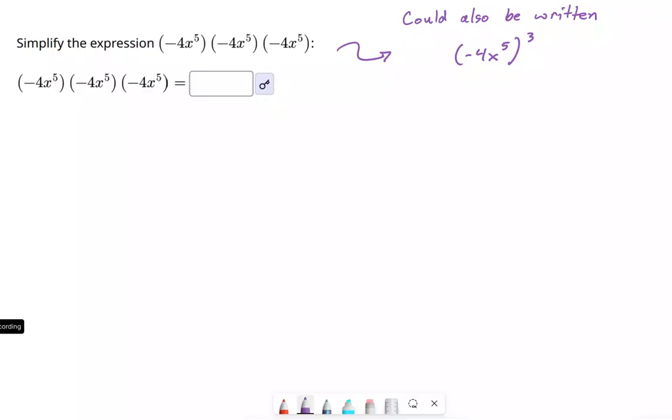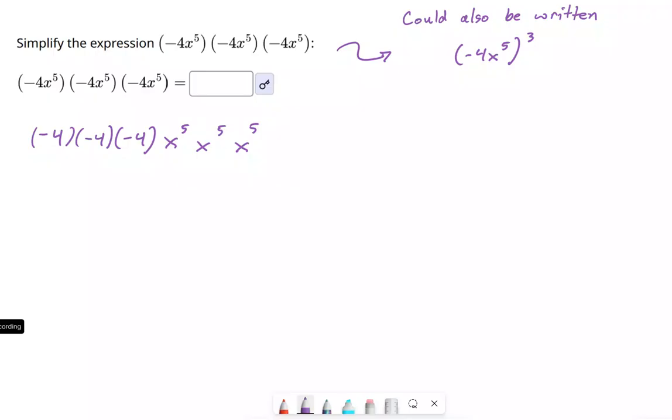So what I'm going to do here is multiply all the numbers together. So this becomes negative 4 times negative 4 times negative 4. And I'm also going to take those x to the fifth powers, and we're going to multiply those all together. But do you see how I'm kind of dividing and conquering this problem? I'm taking my numbers separately from my letters and keeping them apart, and then we'll work on each and put them back together at the end.